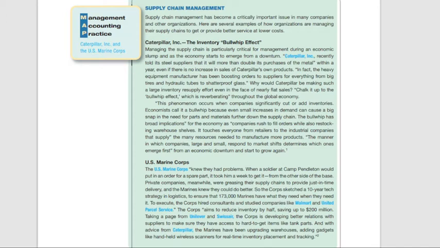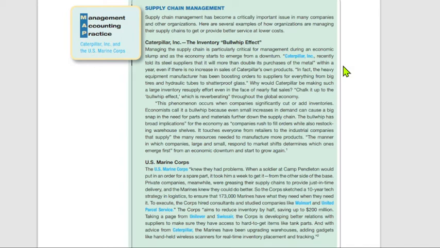So under the management accounting process practice side, we look at the practical application of supply chain management. Supply chain management has become a critically important issue in many companies and other organizations. Let us look at the example cited, Caterpillar Inc., the inventory bullwhip effect.